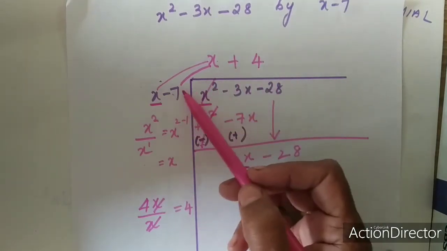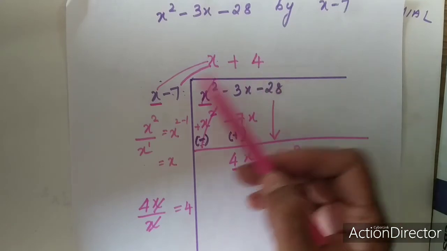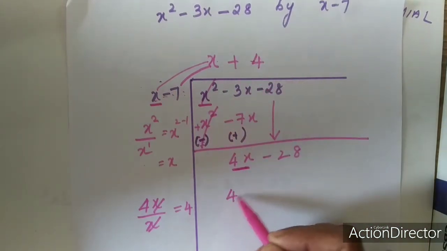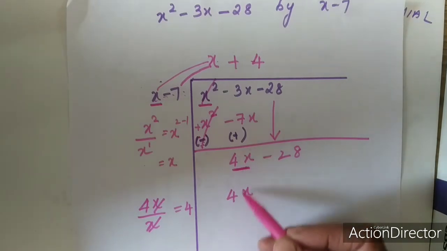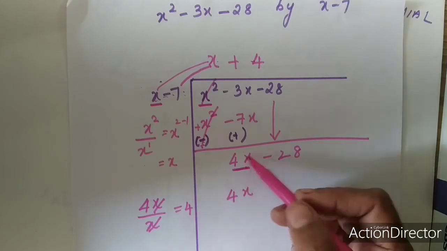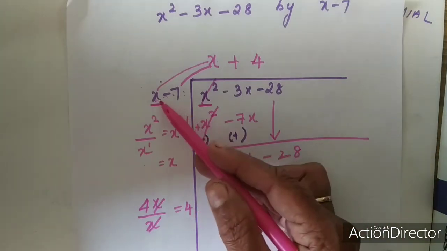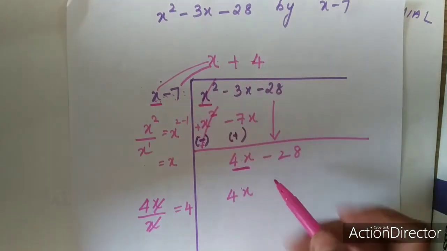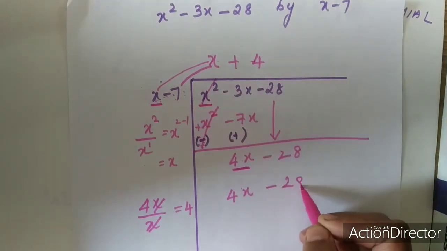Again each term of the divisor is multiplied by the quotient. So x into 4 will be 4x. Always these two terms should be the same. If they are not the same, then you have to check your answer once again. So x into 4 is 4x, and minus 7 into 4 is minus 28.